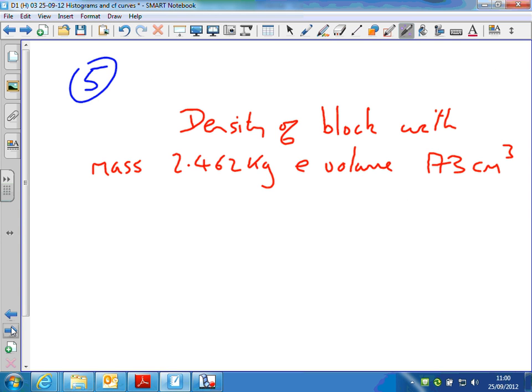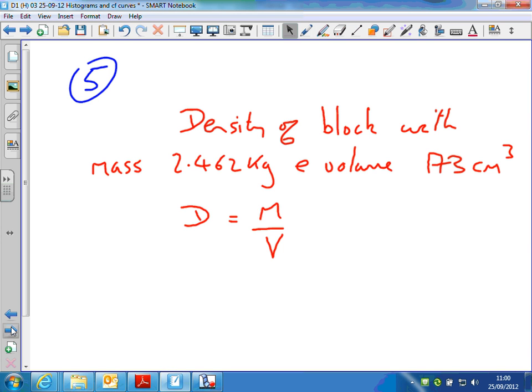Number 5. Anybody know the formula to find the density of something? We haven't talked about this, but does anyone know it? Not times. Must be divide then, mustn't it? Density of a material is the mass divided by the volume. Mass per unit volume.